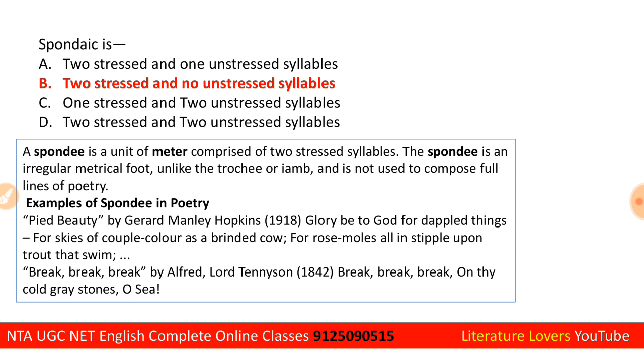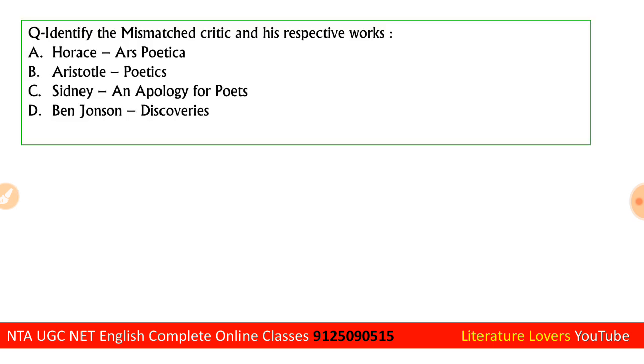Now see the next question. So here is the next one. Identify the mismatched critic and his respective work. Horace, Ars Poetica; Aristotle, Poetics; Sidney, An Apology for Poetry; and then Ben Jonson, Discoveries. So learners, please do select the right answer.